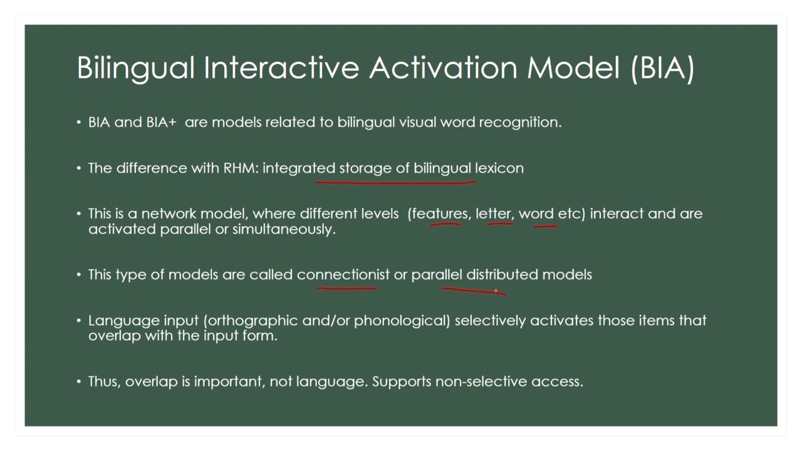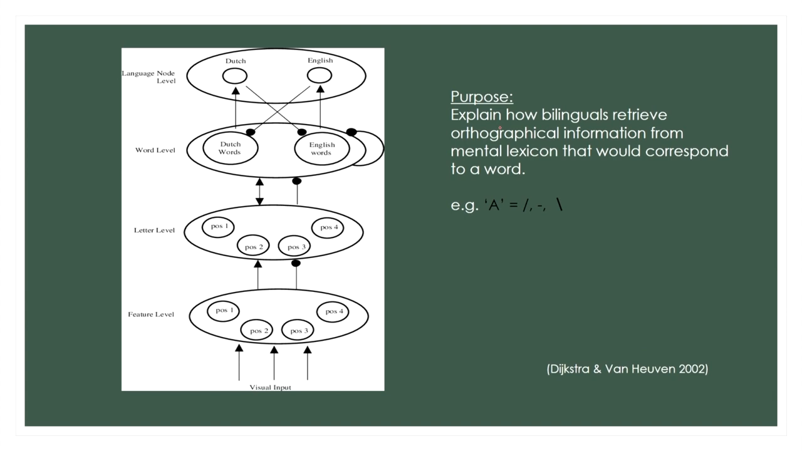BIA is specifically designed for visual word recognition. So when the input is visual, when we see a word, this is how the representation looks. This is how BIA looks. Basically, as I said, this is a connectionist model. You see the input starts from here. This is where the visual input is.